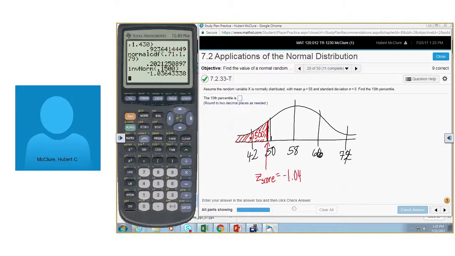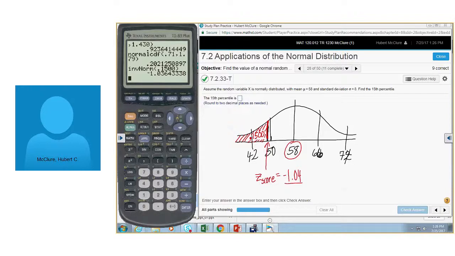And that's your answer, right? No. Okay. The problem says assume the random variable has a mean of blah blah blah. Find the 15th percentile. Well, the 15th percentile is at z-score negative 1.04, but what are these numbers in relation to? 58 and negative 1.04 have nothing in common.